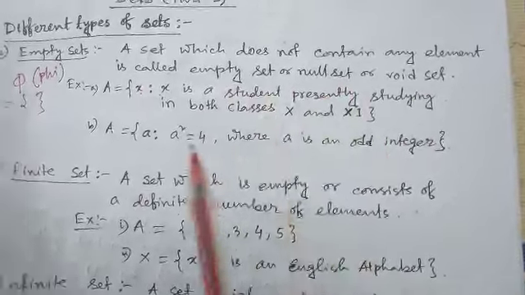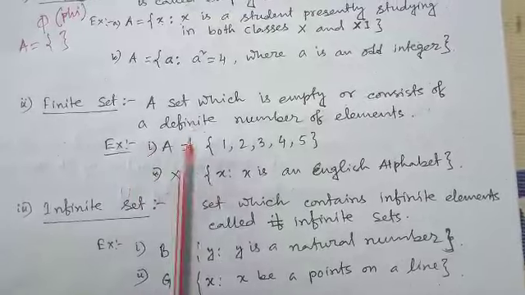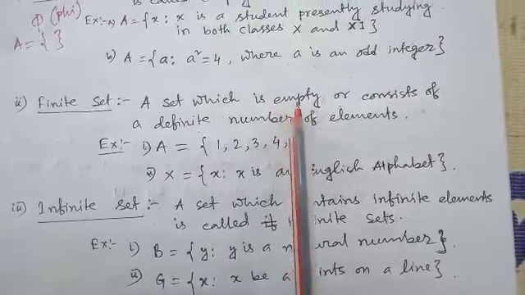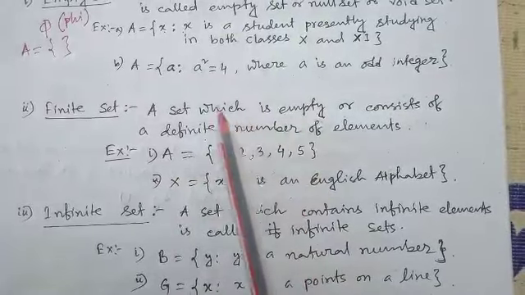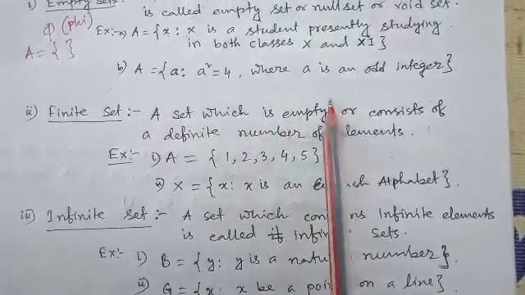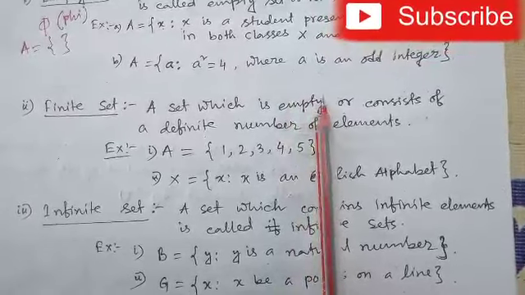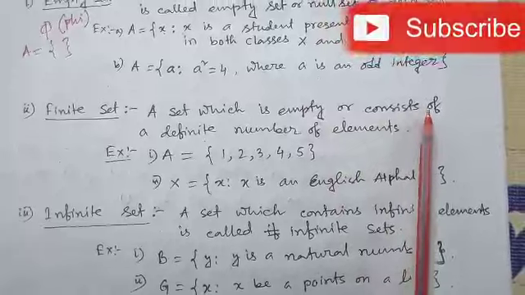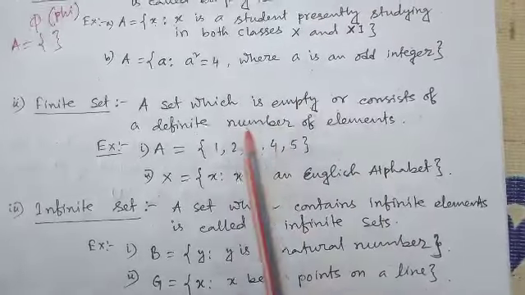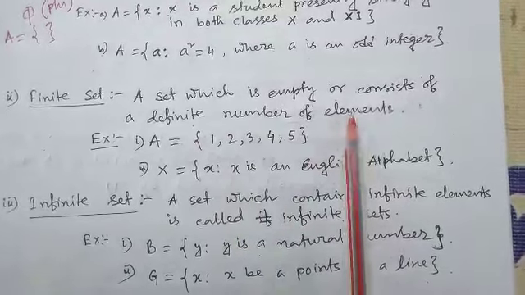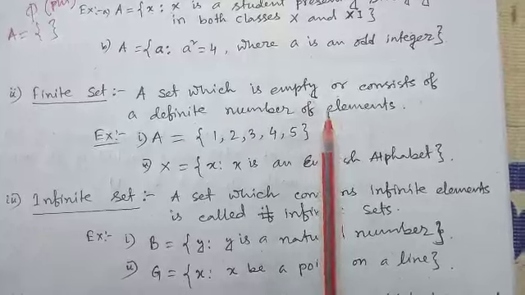Okay, next is the finite set. So what is a finite set? A set which is empty or consists of a definite number of elements. So here the empty set is a finite set. You should remember this thing. The empty set is also a finite set. Either there is no element, or if there are elements, their number should be finite. This type of set is called a finite set.